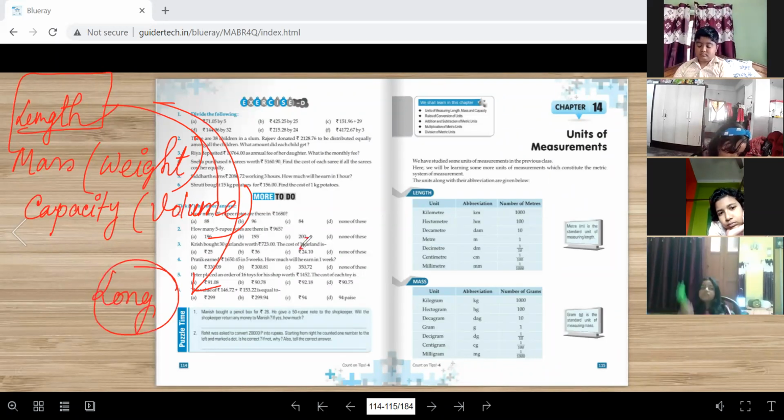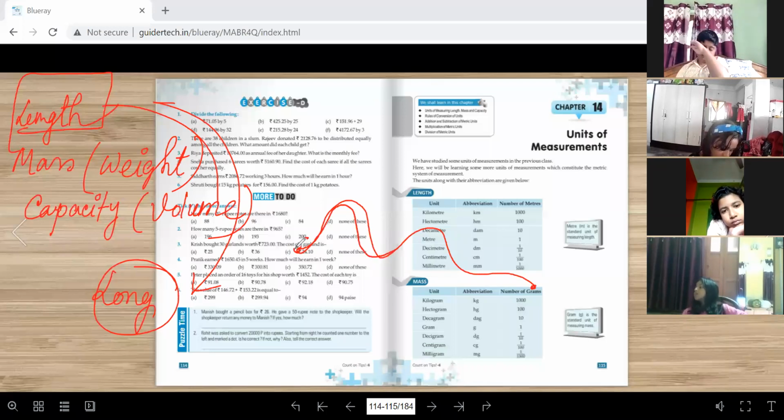Suppose there is a rope. We want to take the measurement of its length. That means how long is the rope? For that, which type of unit do we use? The unit we use is kilometer.